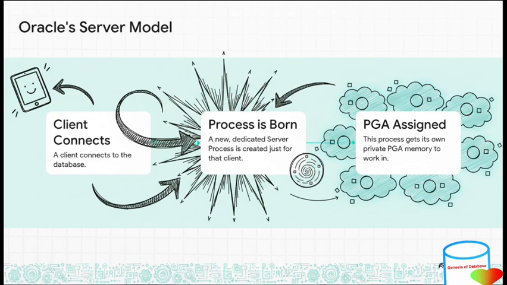A client connects, and boom, the database spawns a brand new operating system process just for that one connection. And that process is what gets its own private PGA memory to work with. It's a clean one-to-one relationship.